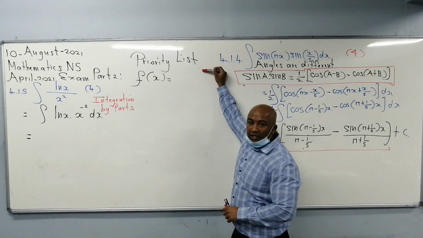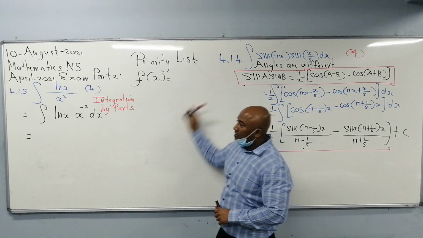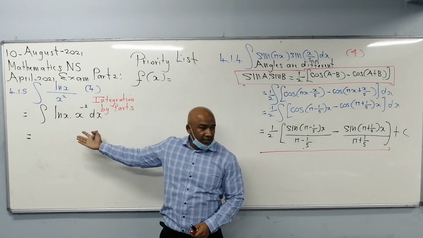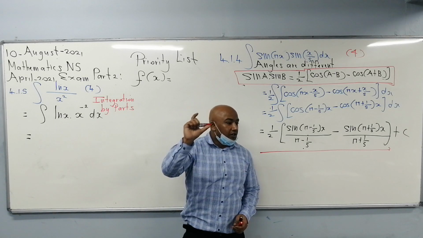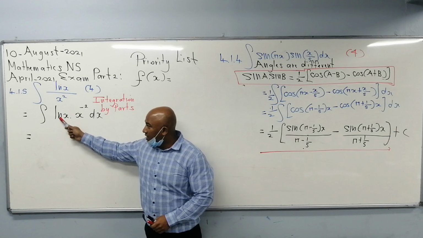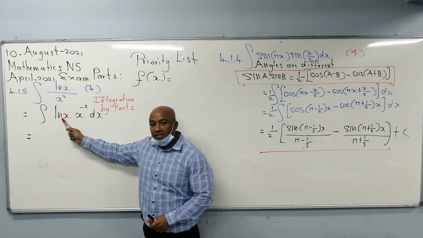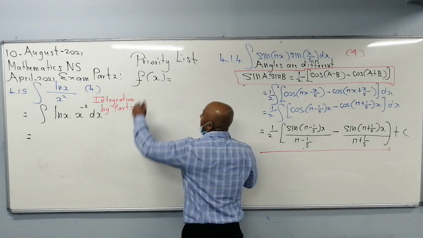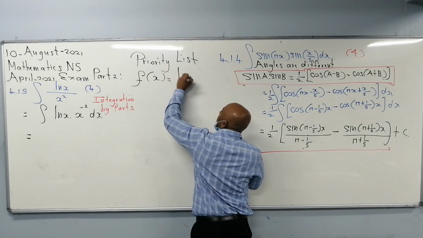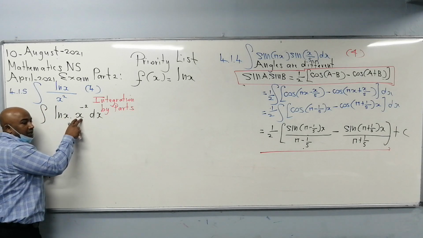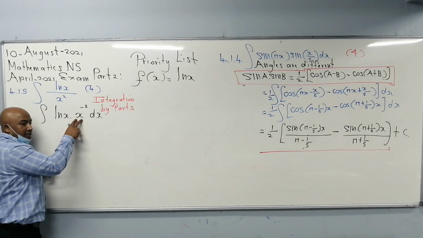So, number one is inverse trig function. Do you see inverse sine, inverse cos? Obviously, you don't see that yet. Number two is your log functions, logs or natural logs. Do you see natural log? Yes, this is ln x, the base is e, it's called natural log. So, f of x has to be ln x. By the way, what number is this one? This is number 3 on the priority list.